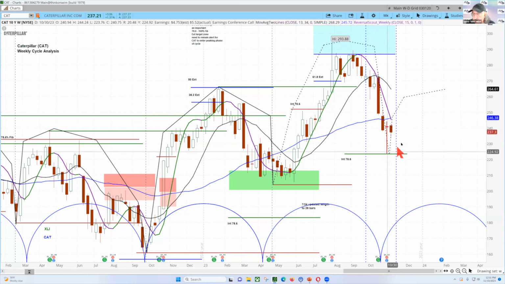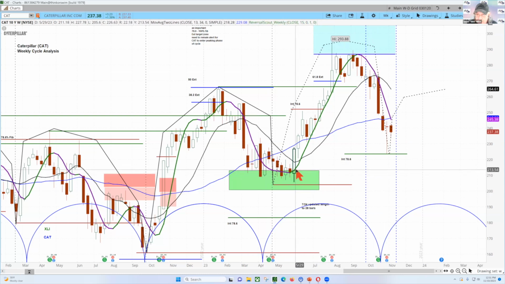You had the shooting star here, and that's giving us a warning that it's turning back up. Now, I want you to see something important. This is our reversal scout. Like Matt showed you on the 15-minute chart, here it is on the weekly chart. When it's turning up, it gives you a pretty good indication of the cycle low having occurred. And when it turns down, it gives you a pretty good idea of a cycle peak having occurred.